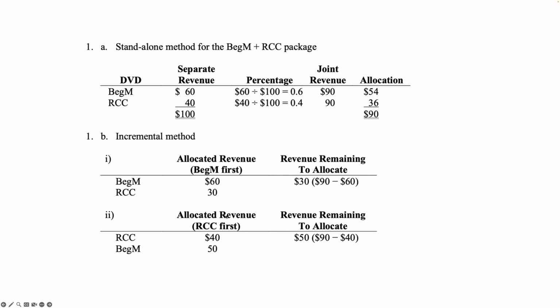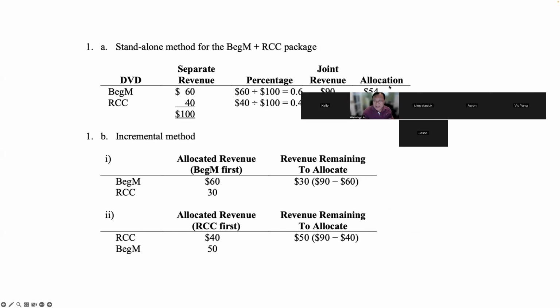And of course, you can pick RCC first, right? So the full standalone price for RCC is 40, and the remaining left for bag M is 50. Okay, let me take a look. So does this make sense?